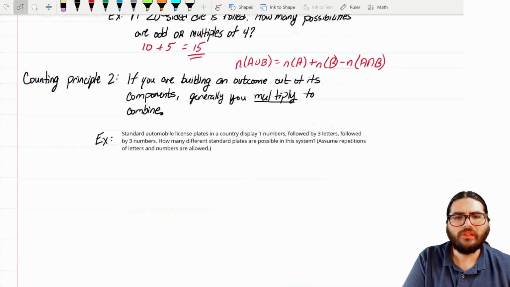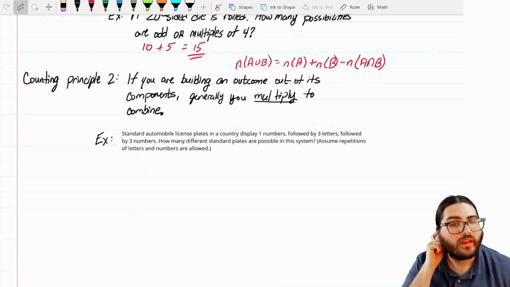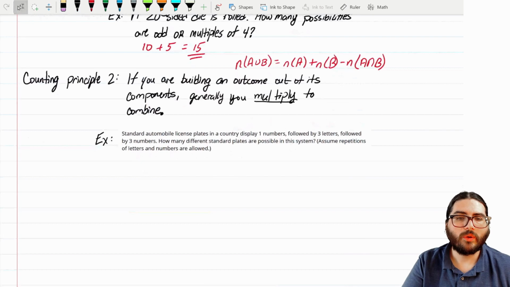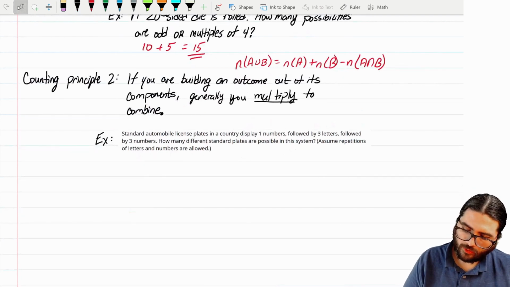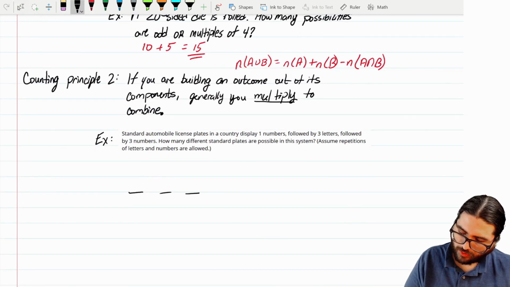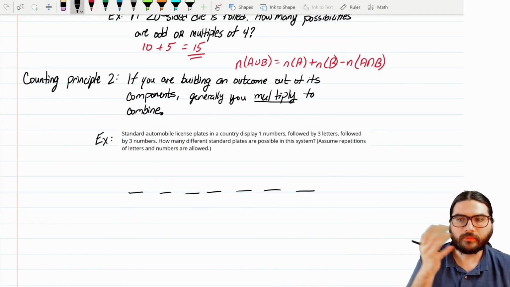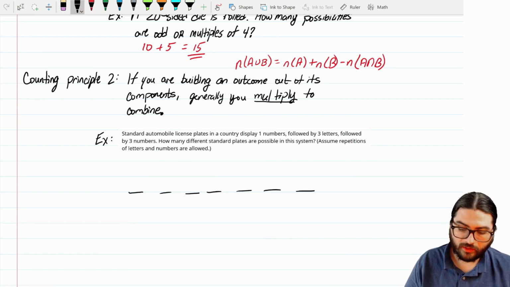Smaller example: standard automobile license plates contain 1 number, 3 letters, and then 3 numbers. How many different standard license plates are possible? Assume repetitions of letters and numbers are allowed. Okay, so I'm basically making a whole bunch of components here. There's 1 number, 3 letters, 3 numbers. How many different ways can I pick the first number? Let's see, there are 10 numbers, 0 through 9.